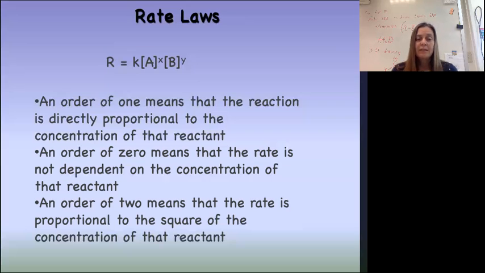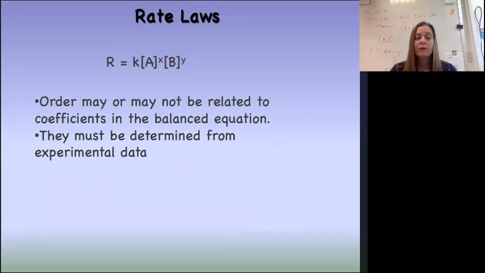So what this means, though, is that we can't just look at our balanced chemical equation and use those coefficients as the exponents, because we don't know what the rate determining step is. So we have to determine rate laws from experimental data. So a rate law tells us which reactants the rate is proportional to, which reactants it's not affected by, as well as which reactants maybe have a disproportionate effect, a squared effect. And we have to determine them from experimental data.